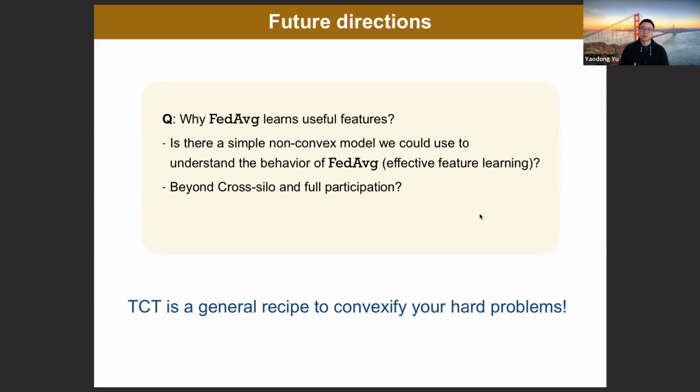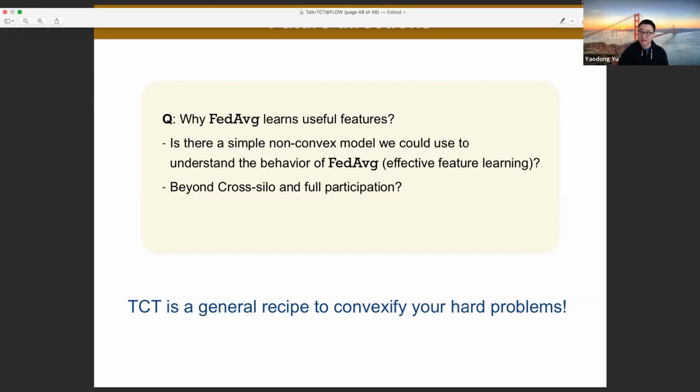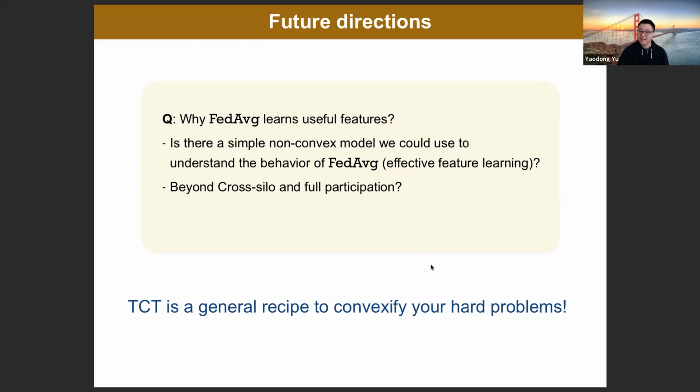Some other questions could be, what if we switch to cross-device, where instead of requiring full participation, we randomly sample the clients every communication round, and what happens in that case. To summarize, this kind of simple approach is pretty interesting and effective, and it could be a good recipe to convexify your problem and boost your performance, whatever the first phase is. Okay, that concludes my talk. Yeah, thanks.